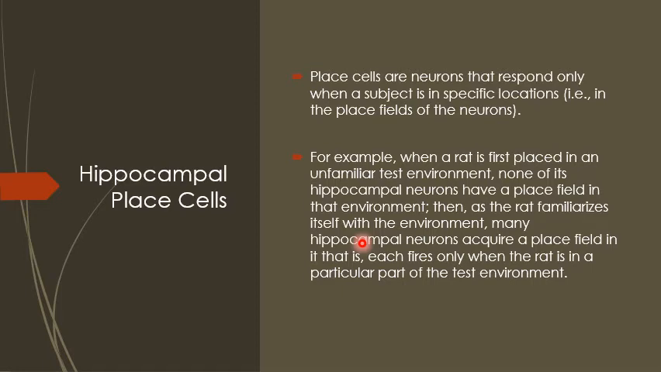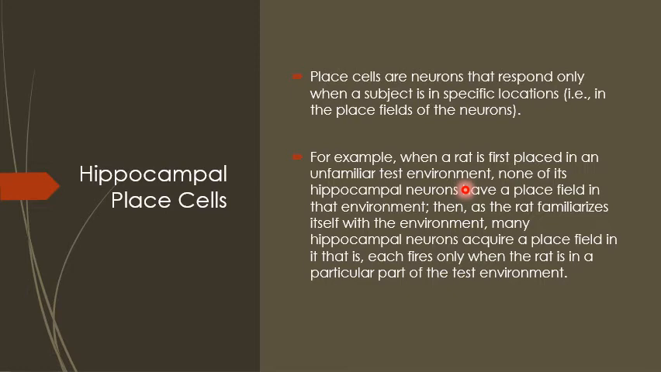Because the hippocampus is most likely associated with spatial locations, there are place cells inside the hippocampus. Place cells are neurons that respond only when a subject is in specific locations. For example, when a rat is first placed in an unfamiliar test environment, none of its hippocampal neurons have a place field in that environment. Of course, it's new. Then, as the rat familiarizes itself with the environment, many hippocampal neurons acquire a place field in it. That is, each fires only when the rat is in a particular part of the test environment.